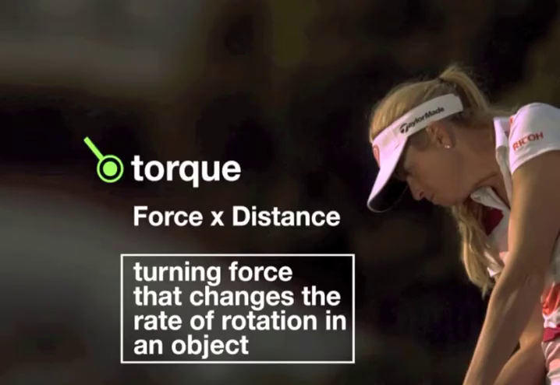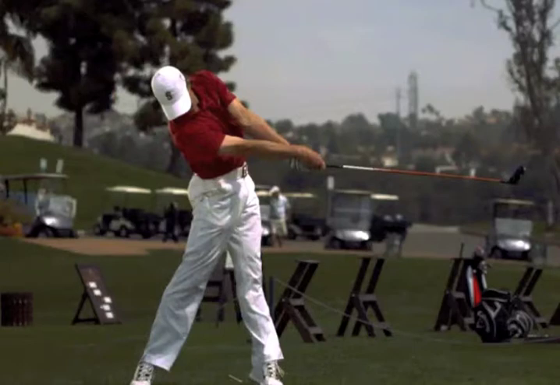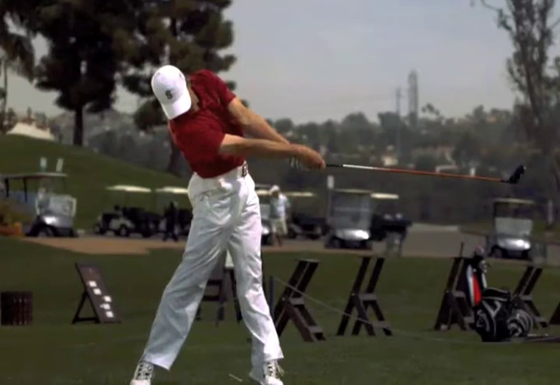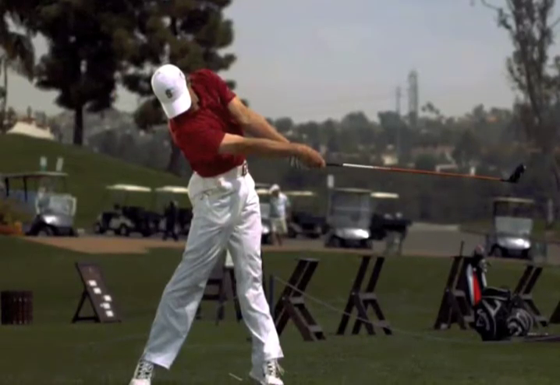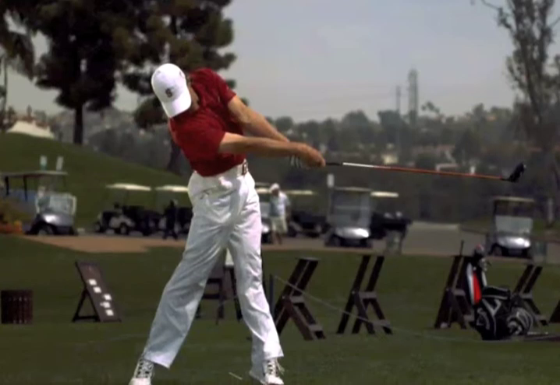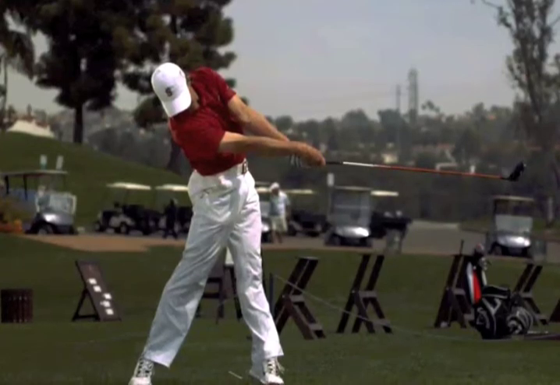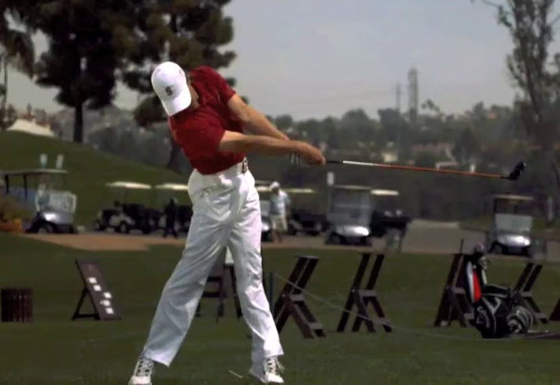Torque, which is force times distance, is the turning force that changes the rate of rotation in an object. Golfers rotate their shoulders during the backswing and twist their hips as they bring the club down to strike the ball in order to apply torque to the club. The more turning force, the faster and more powerful the drive will be. The more you increase the radius of rotation of the backswing turn, the more you increase the torque generated in the turn. Likewise, the stronger the golf muscle, the greater the total force available for the swing.